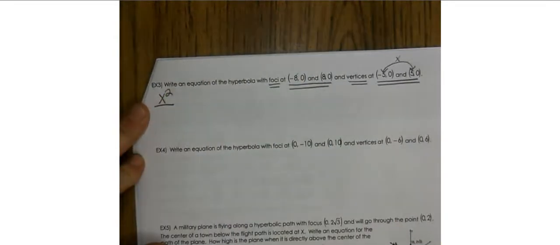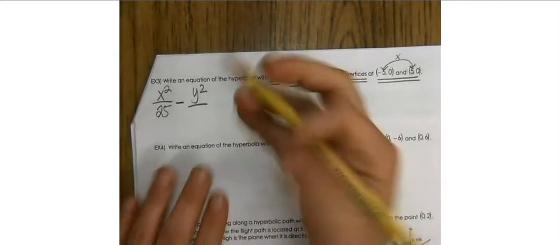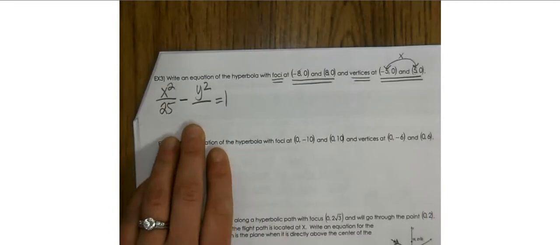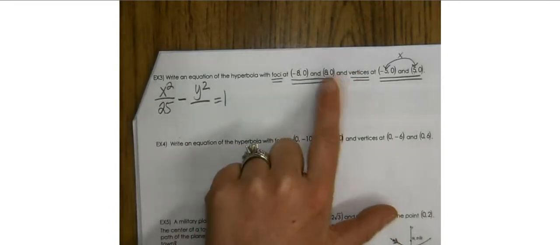What this tells you is that x squared goes first, and 5 will be squared, so that's going to be 25. So x squared over 25 minus, I'm going to write y squared over, and I don't know what that value is, but I do know that this needs to equal 1. And I do know what my foci are. My foci are at -8 and 8.